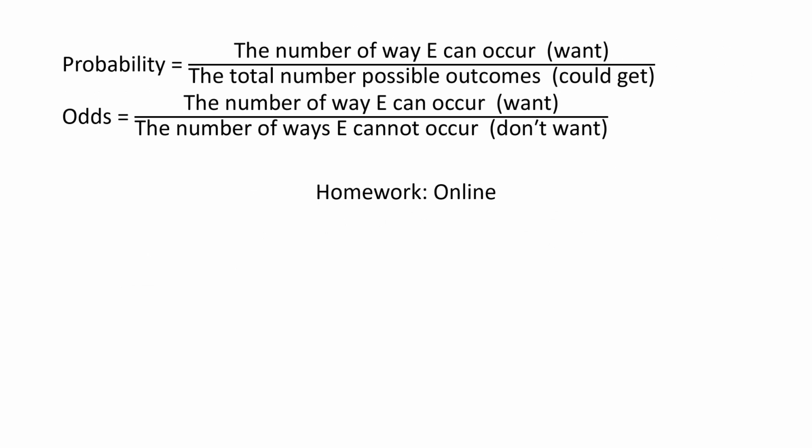So what you need to remember is the probability is the number of ways E can occur over the total possible outcomes. So basically what you want over what you could get, or over the total of what you could get. Odds is what you want over what you don't want.